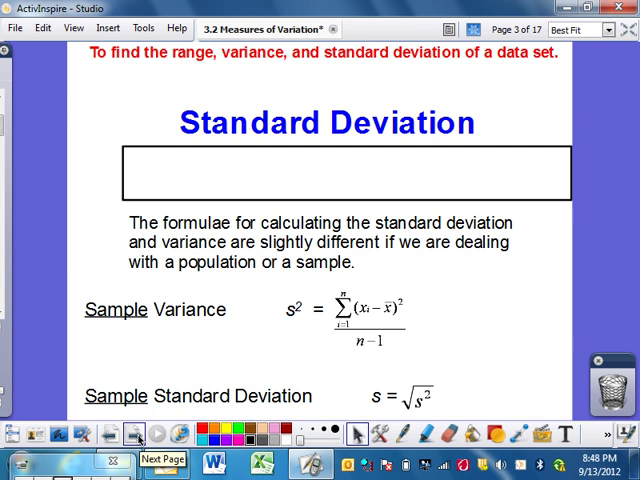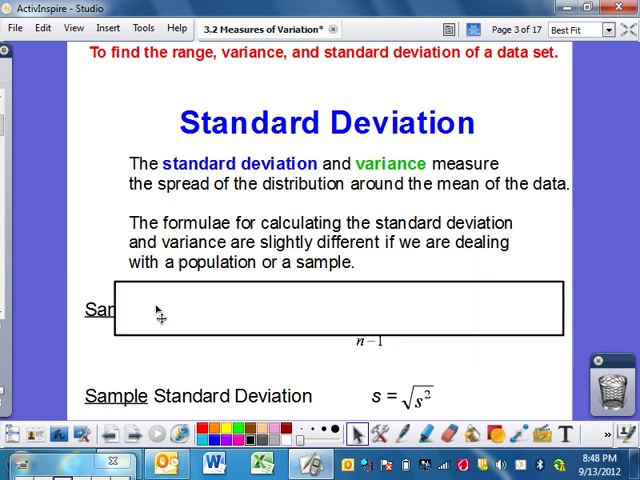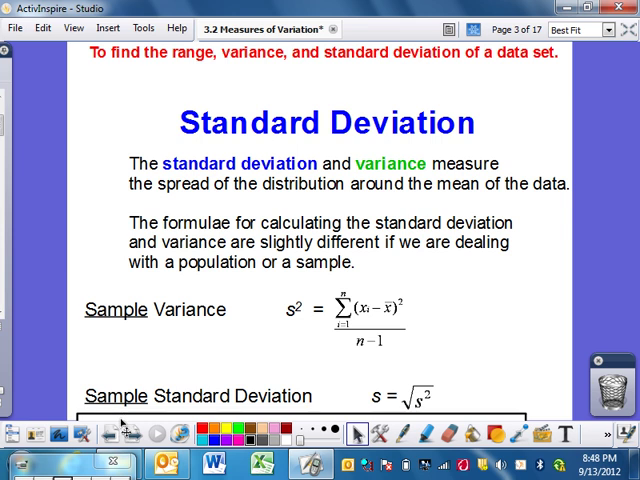Okay, the important part of this section, standard deviation. Standard deviation and variance measure the spread of the distribution around the mean. So we're basically thinking, where's your mean and how far apart are the rest of the data? That's an important concept of statistics, especially as we move on in this semester.